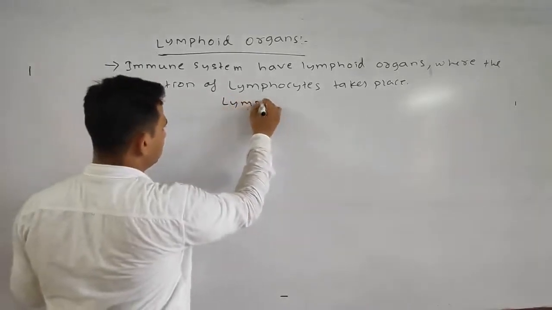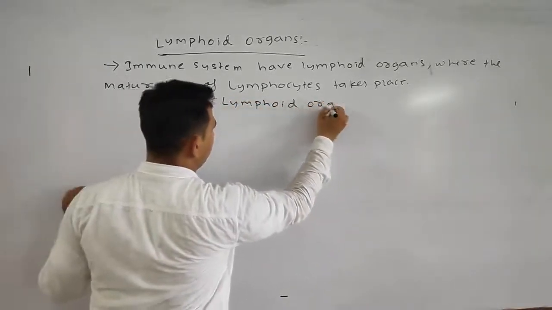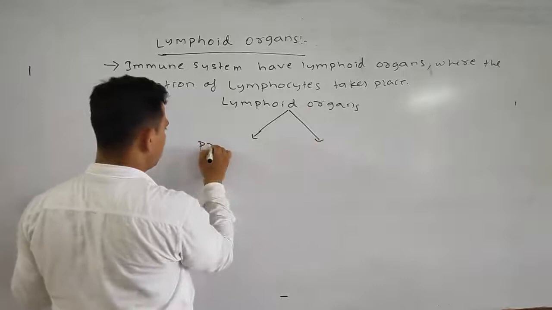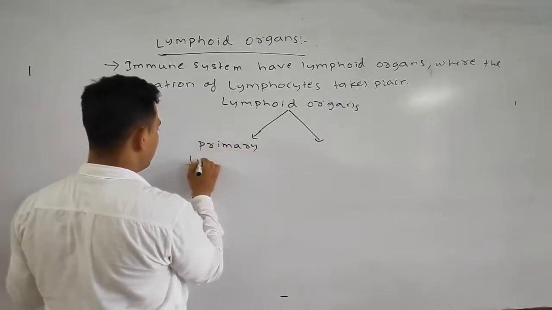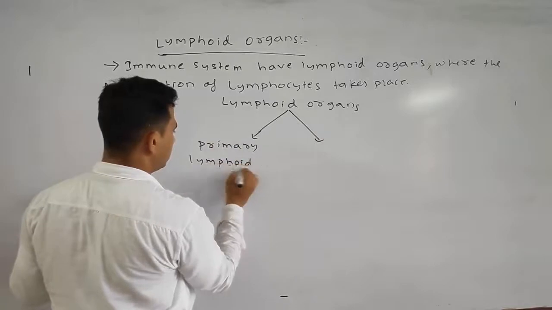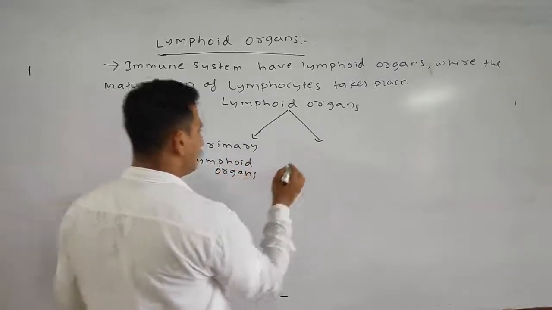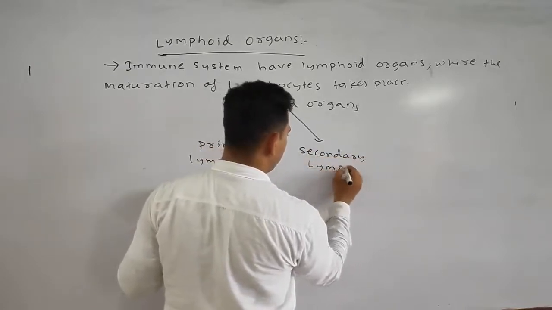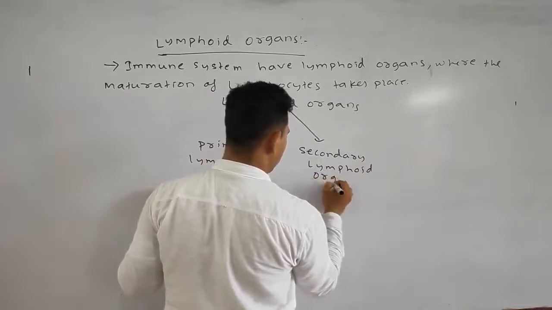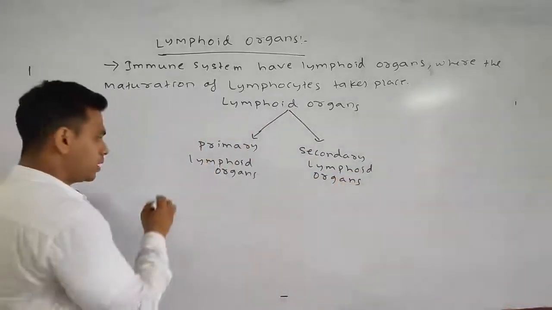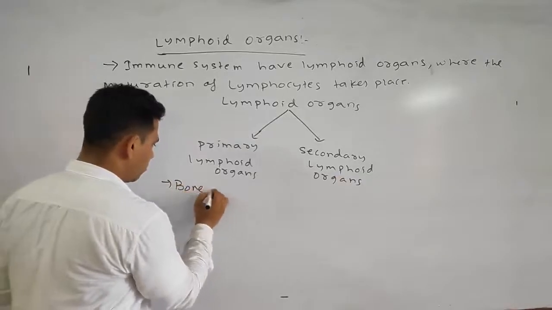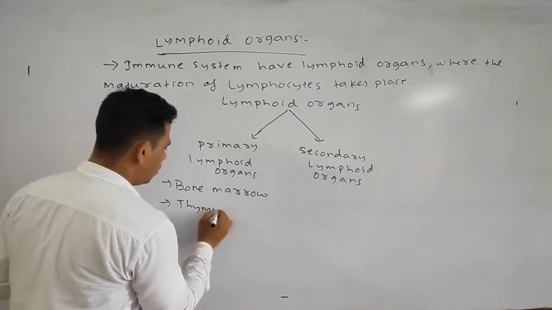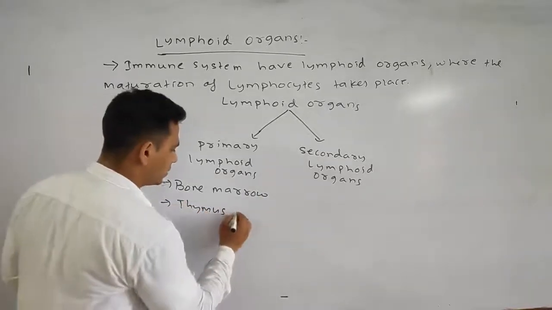Lymphoid organs are divided into two types. One is your primary lymphoid organs, and the other one is your secondary lymphoid organs. Under the primary lymphoid organs we can write the bone marrow and the thymus gland. We know in the bone marrow the B cells are formed, and in the thymus gland the T cells are formed.